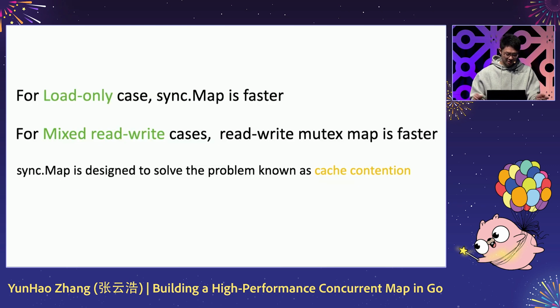But why is the sync.Map slower in these cases? Well, one common misconception about the sync.Map is that it is the best choice for all use cases. But if we read the documentation in the sync package, we will notice that the sync.Map is designed to solve the problem known as cache contention. So it is optimized for the load-only case. In this case, the sync.Map is about 3 times faster.